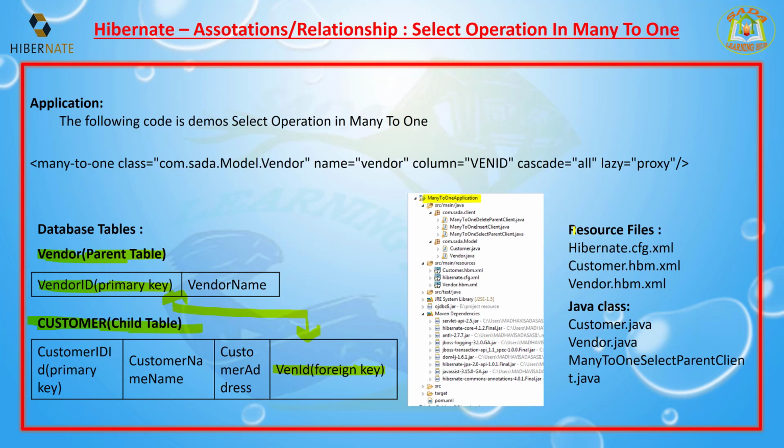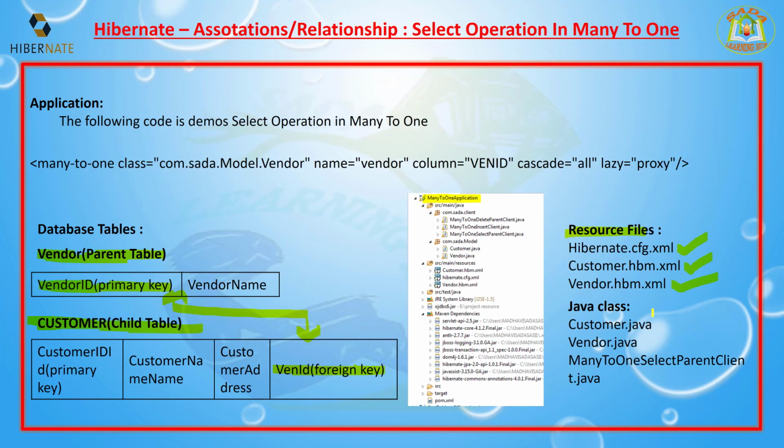Coming to the resource files, there are three resource files available. The first one is hibernate.cfg.xml. It contains connection properties and Hibernate properties as well as resource files information. Customer.hbm.xml is the customer mapping file. It is going to map your customer Pojo class with the customer table in the database. Now vendor.hbm.xml is going to map your vendor Pojo class with the vendor table.